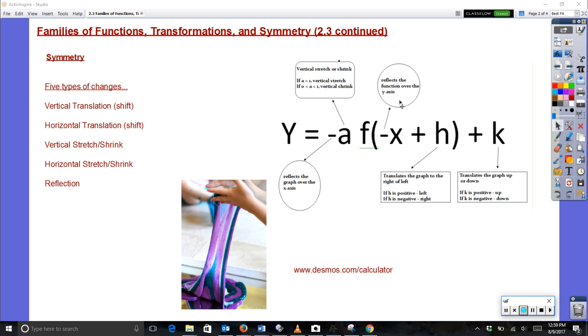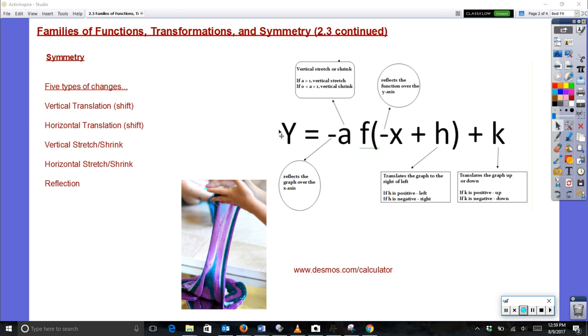Over here, this image can also be found within the module, but any generic function, so this f of negative x plus h, that could be parentheses squared, it could be absolute value, and I'm going to show you an example in a moment, but it's labeled here with the different changes. So adding and subtracting this plus h plus k, that's what's going to slide the graph up and down or left and right. You can see that there in the image. Multiplying out in front is your vertical stretch or shrink.